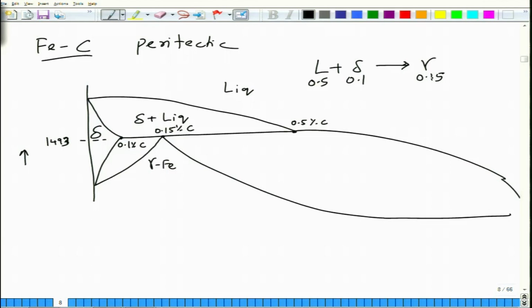So in a peritectic reaction, the solid which forms has a composition intermediate to the liquid and solid, and the liquid composition is on one extreme. Okay. This is the identification of a peritectic reaction. So this region is basically liquid plus gamma. Okay.